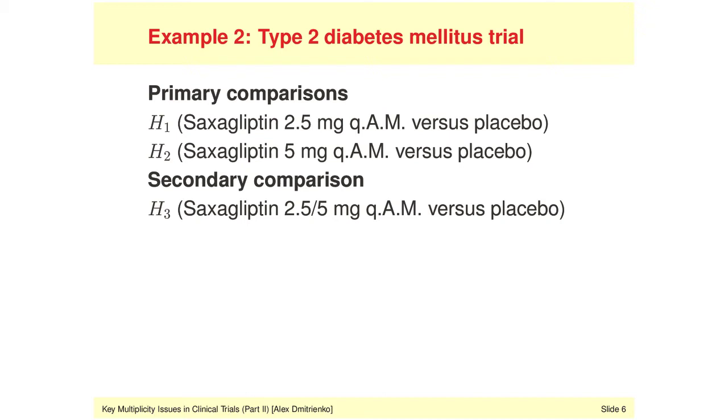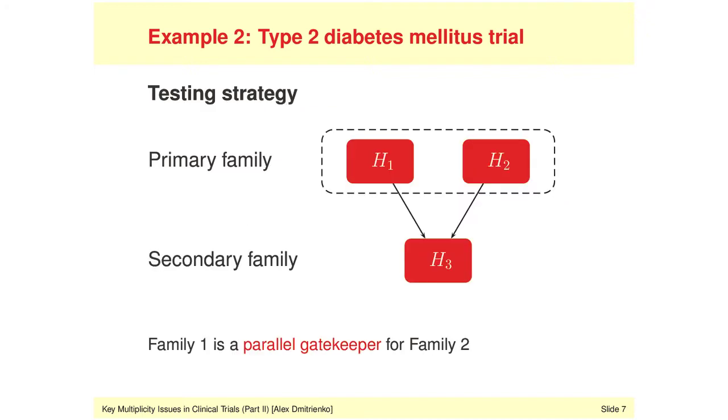This slide and the next slide in this module actually come directly from module B, where we introduced parallel gatekeepers. The idea of parallel gatekeepers was introduced using example 2, which is based on the type 2 diabetes trial, in which 3 dose-placebo or regimen-placebo comparisons were grouped as shown on this slide. There were 2 hypotheses, H1 and H2, included in the primary family, and a single hypothesis, H3, is included in the secondary family.